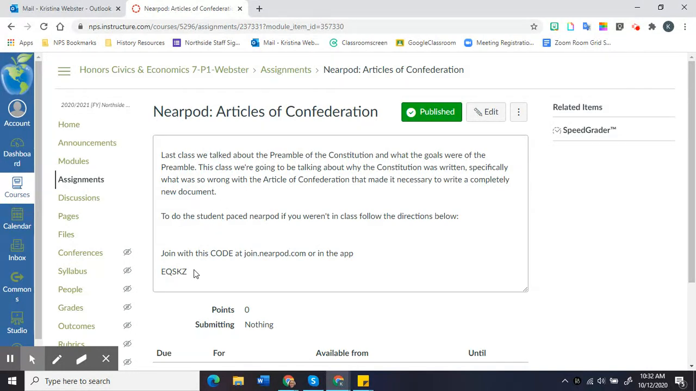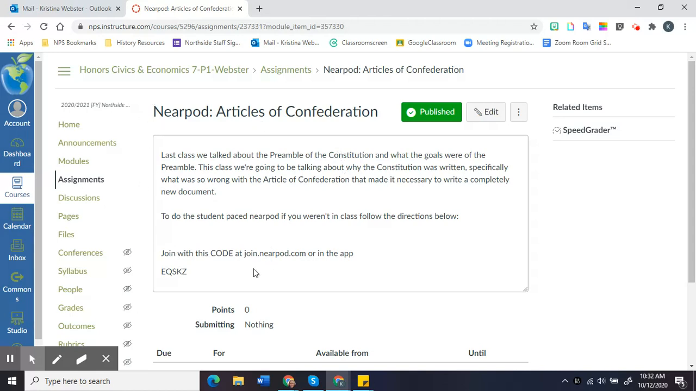And then it says, last class we talked about the preamble of the Constitution and what the goals of the preamble were. This class we're going to be talking about why the Constitution was written, specifically what was so wrong with the Articles of Confederation that made it necessary to write a completely new document. To do the student-paced Nearpod, if you weren't in class, follow the directions below.